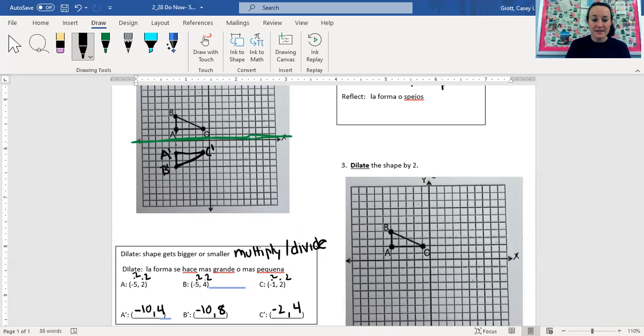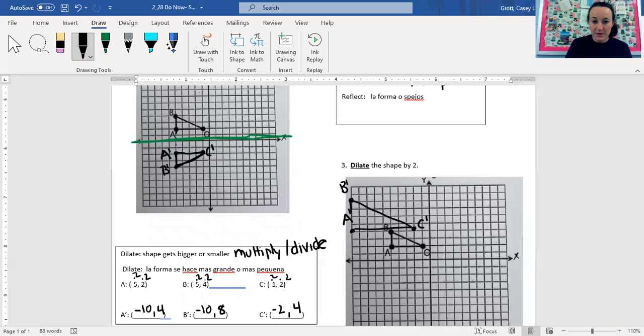If I go to graph this, negative 10, 4: x is negative 10, y is 4, 1, 2, 3, 4. Here is my new A. Negative 10, 8: negative 10, 1, 2, 3, 4, 5, 6, 7, 8. Here is my new B. All right, so notice A and B, they were 2 boxes apart. 1, 2, 3, 4. Now they're 4 boxes apart. C is going to be negative 2, 4. So 1, 2, 1, 2, 3, 4. Here is where my new C is at.